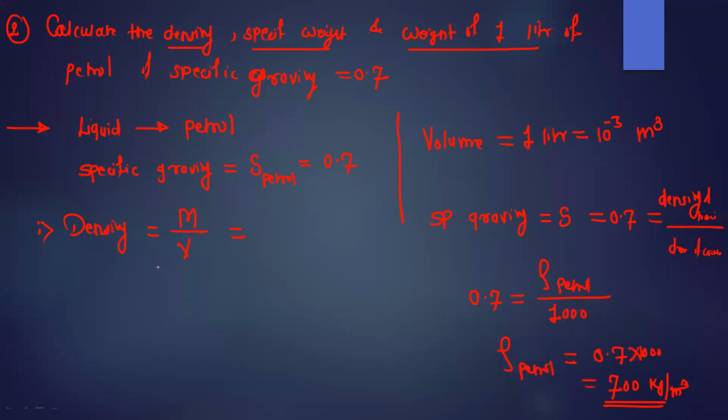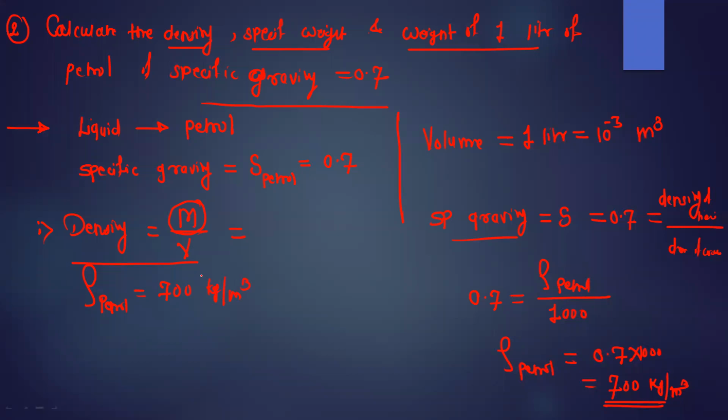If you use the formula density is equal to mass upon volume, the mass is unknown, so we cannot use this formula directly. What is given? Specific gravity is given. So use the formula for specific gravity, which is equal to the density of the liquid upon the density of the standard liquid, which is water. So from this you get the density. So rho petrol is equal to 700 kg per meter cube.